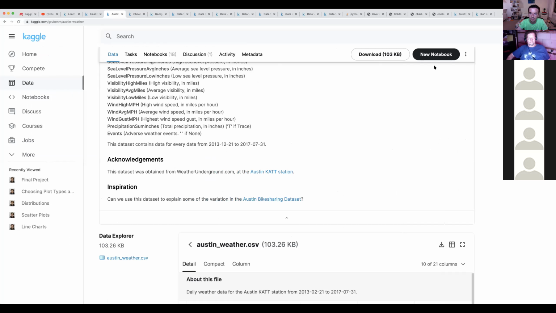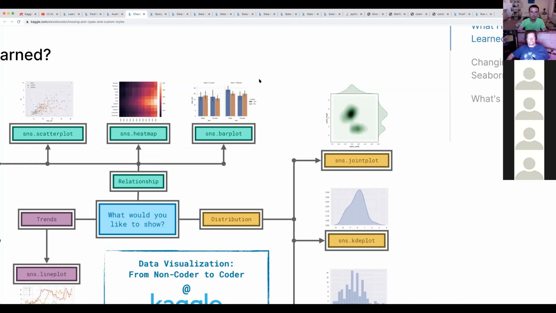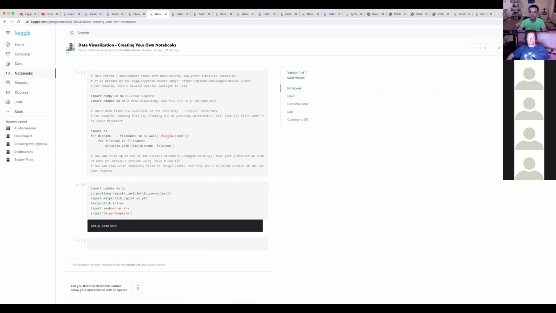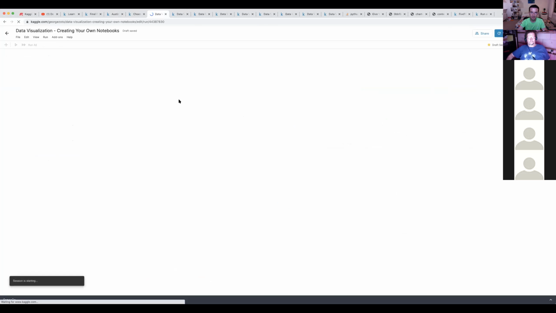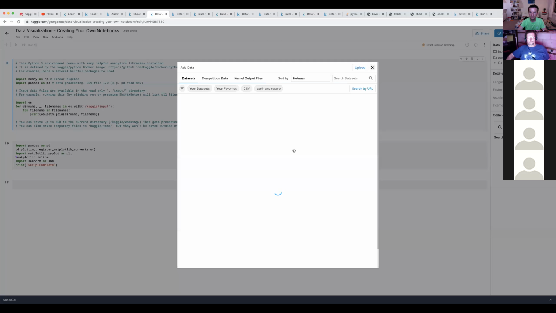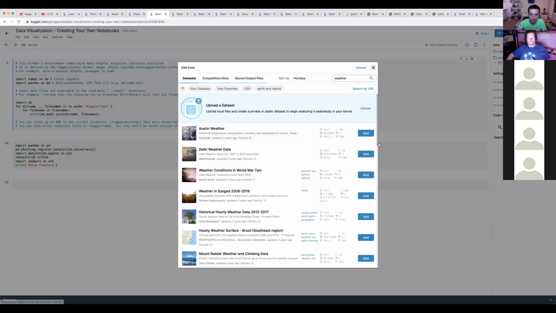Then the easiest way to do it is you can just click on new notebook here, and I'll show you another way, if you're already using a notebook. So let's go to one of my notebooks here and let me do edit. If I'm in my Kaggle notebook, and I go to this option to the right, there should be add data here. If you click on it, it will bring you the same dataset menu. And if I search for weather here, let's say this Austin weather, I can do add.